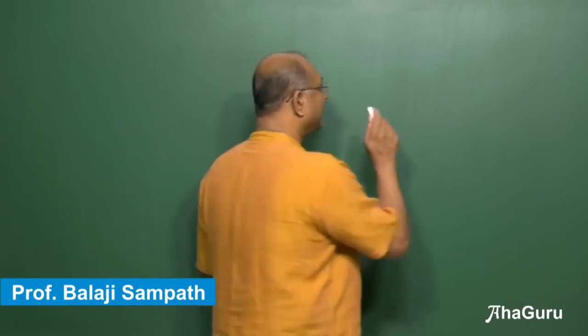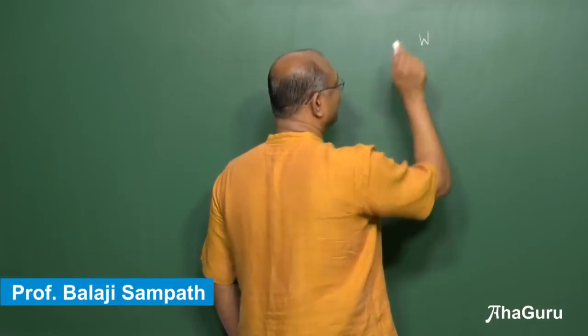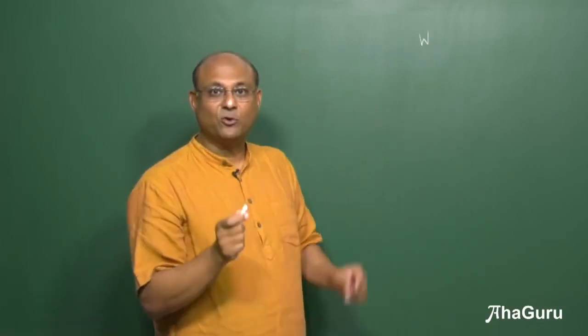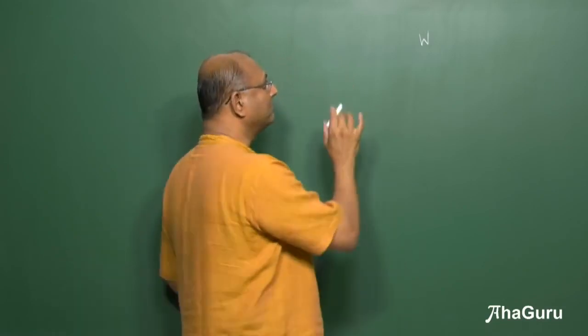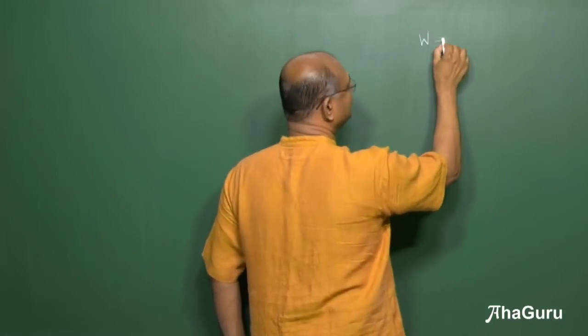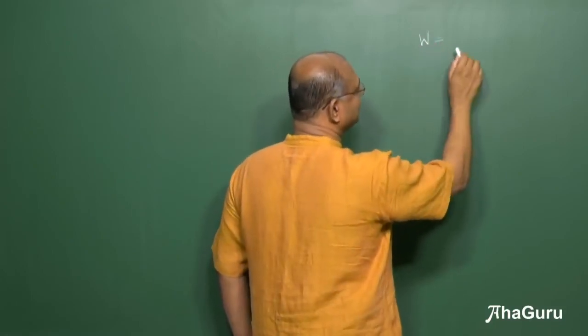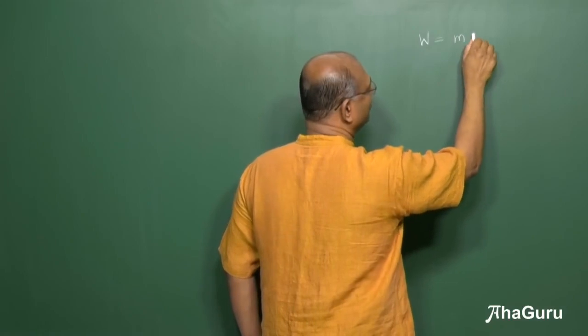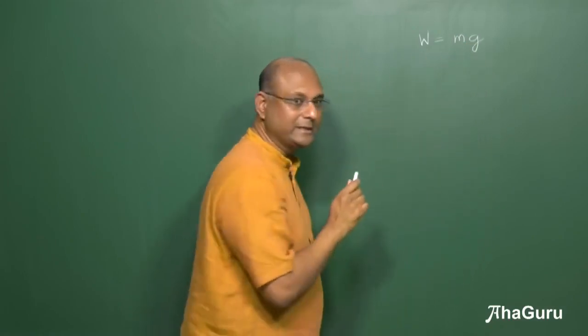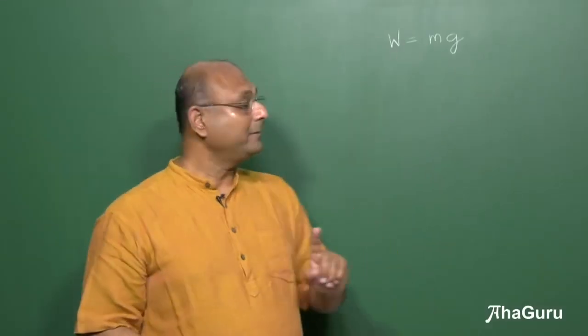Let us now look at the kinds of forces that we need to deal with. One very important force is what we call the gravitational force or weight. I'm going to use both of these as the same term. Okay, so gravitational force is the weight. If an object has mass m, it has a force of m into g. g is the acceleration due to gravity.